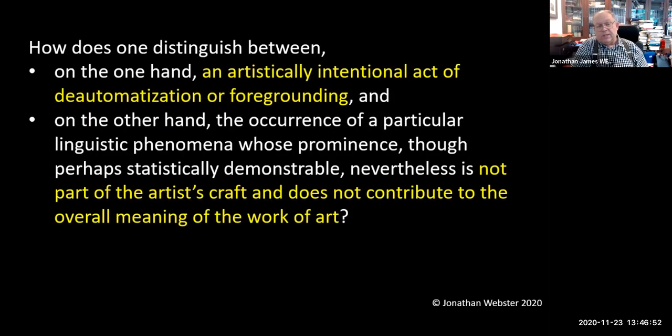Now, the question came, though, how do we distinguish between, on the one hand, this artistically intended act of de-automatization or foregrounding? How do we distinguish art from just, well, a statistical sort of thing, you can demonstrate statistically that the pattern is there and that it changes. And how do you distinguish whether this is, as she puts it, the occurrence of a particular linguistic phenomena whose prominence, though perhaps statistically demonstrable, nevertheless is not part of the artist's craft, does not contribute to the overall meaning of the work of art? How do you identify intended art, as opposed to just what happens to occur?